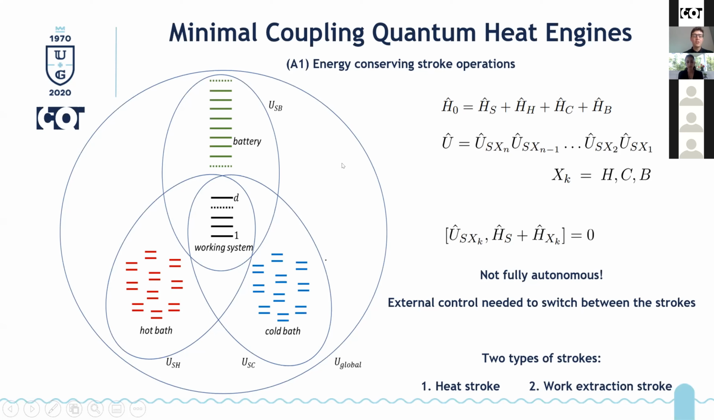So it's not completely fair to say we are just having a two-dimensional working body here, because there is this external clock that does this job. But because these switches are reduced, there are just 3 in the cycle, then at least this is a step forward to a fully autonomous description. And in our case, there are 2 kinds of these strokes. We have a heat stroke, which is the operation between the working body and one of the two baths. And we have a work extraction stroke, which couples the battery to the working system in order to extract work.